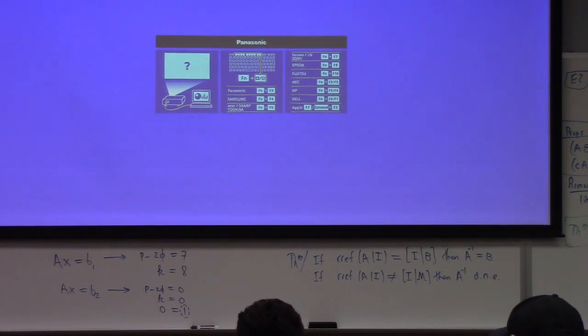So while we're waiting for my computer to behave, question for you guys. You've got n equations and n unknowns. Ax equals b, right? If A is invertible, can you solve it? You can. Is there a unique solution? Yes, there is. What is that unique solution?